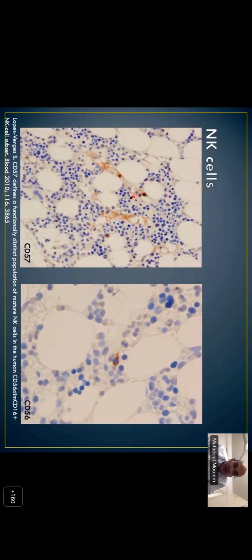Bone marrow also contains NK cells, which you can identify using CD56 or CD57 staining. They form a very, very small proportion. And I'm often asked this question about how can we differentiate between a normal plasma cell, which is CD56 positive, and a normal NK cell.